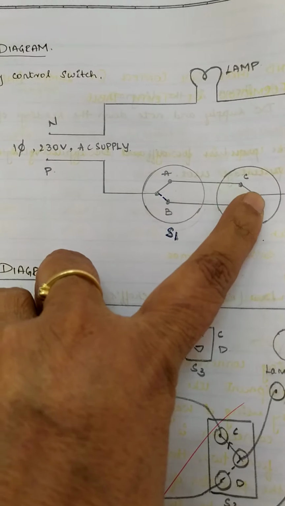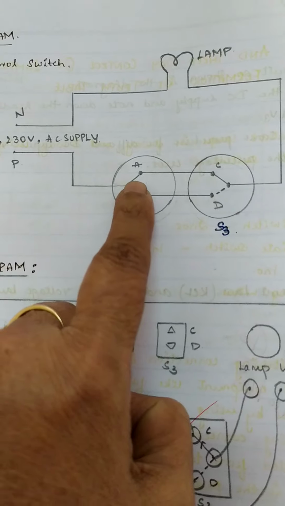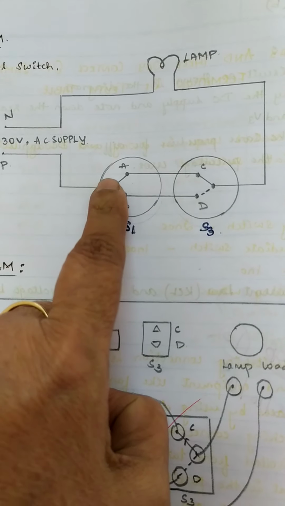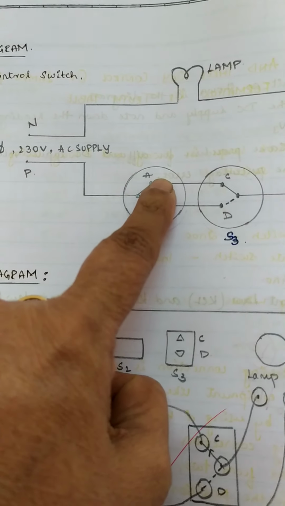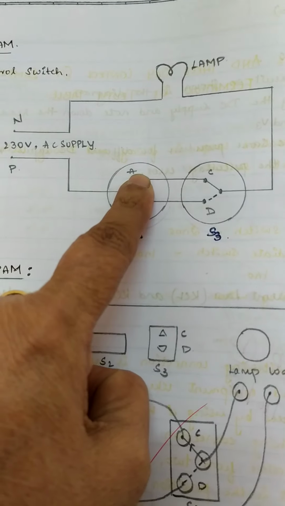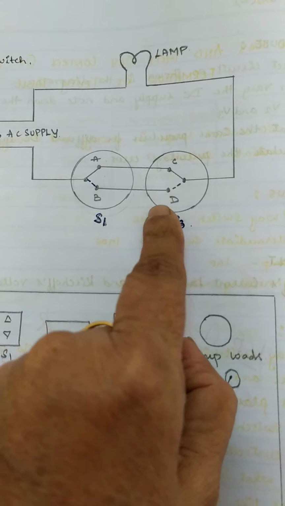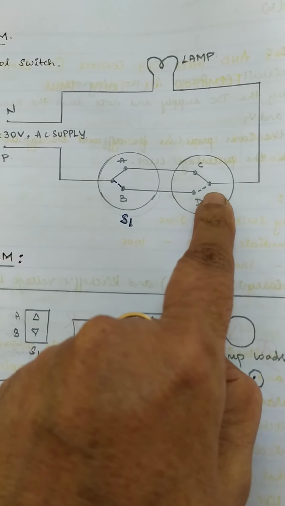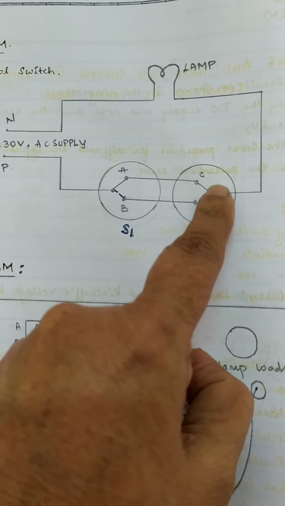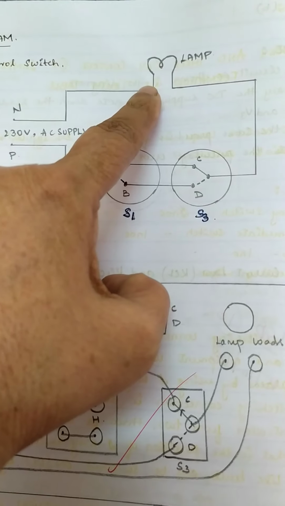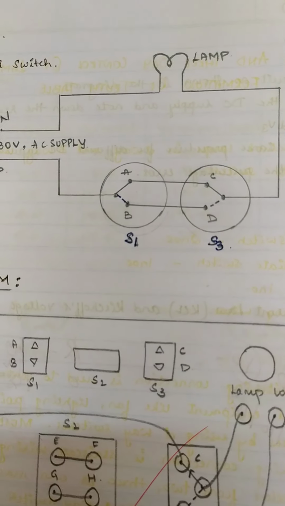Now if I change the second switch S3 to position D and keep the switch S1 in A itself, what will happen? The current will flow from P or phase terminal to terminal A of the switch S1, then it will go to C. But here it is not connected. This switch S3 is connected to position D, or it is thrown to D. So there will be open circuit in this position and the current will not flow through the lamp. So the lamp will not glow, or it will be in off condition.